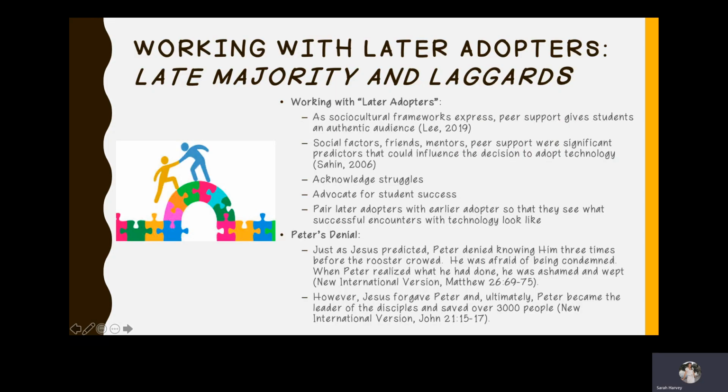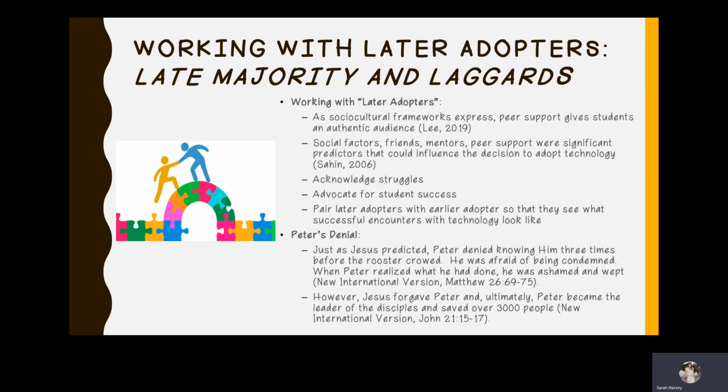Next, we're going to look at working with the later adopters. So this is the late majority and the laggards. As sociocultural frameworks express, peer support gives students an authentic audience. Additionally, social factors, friends, mentors, and peer support were significant predictors that could influence the decision to adopt technology.